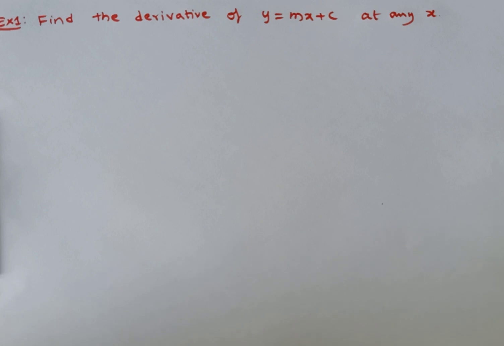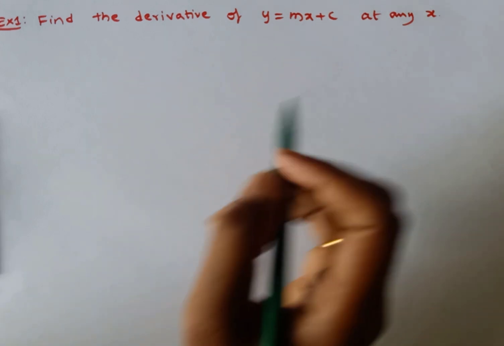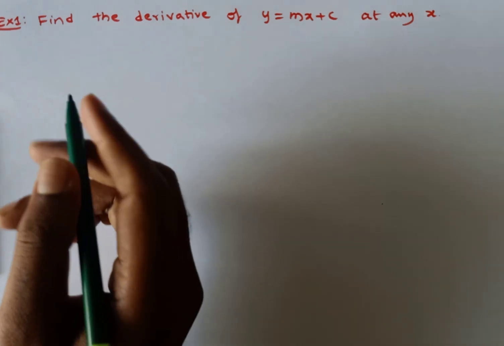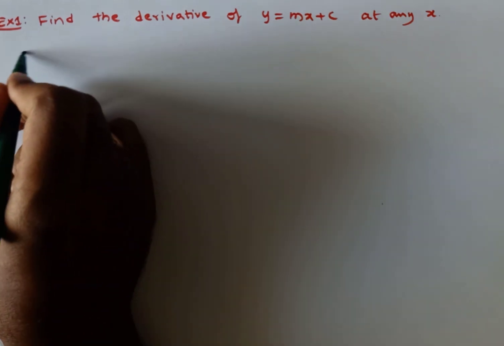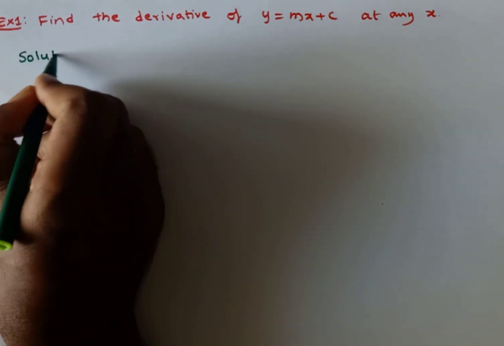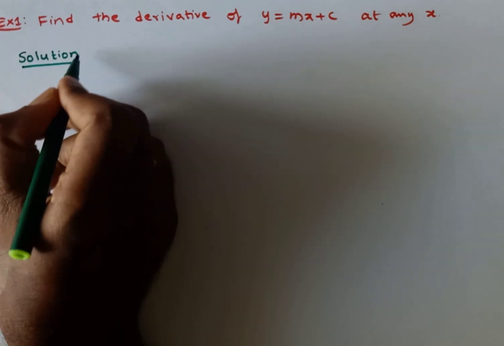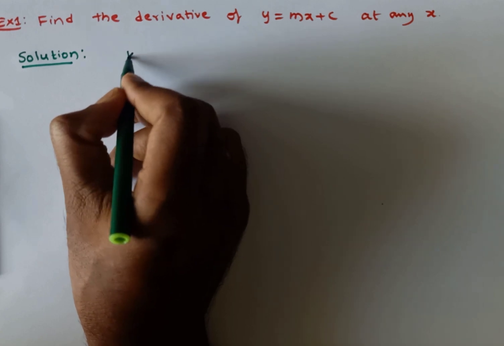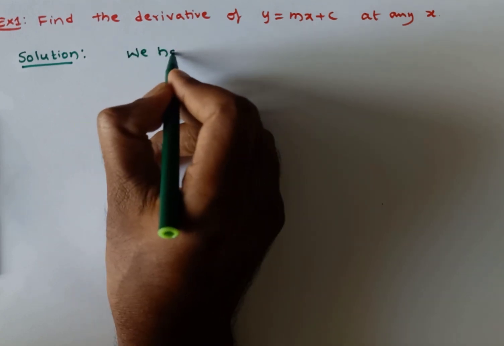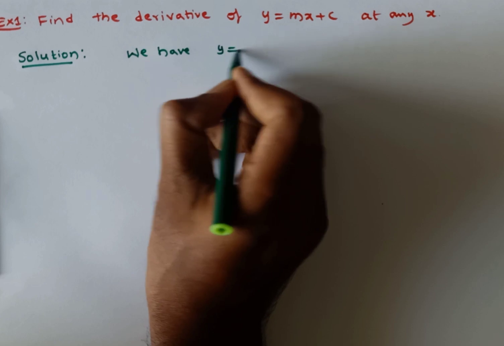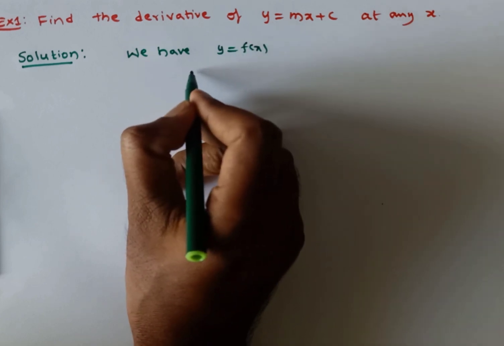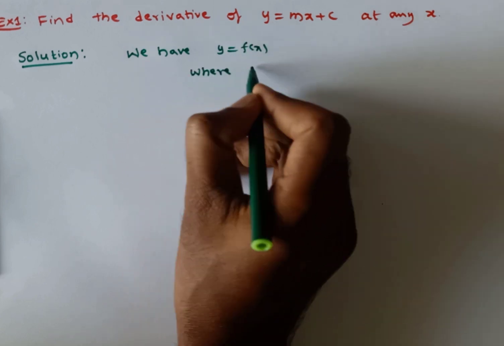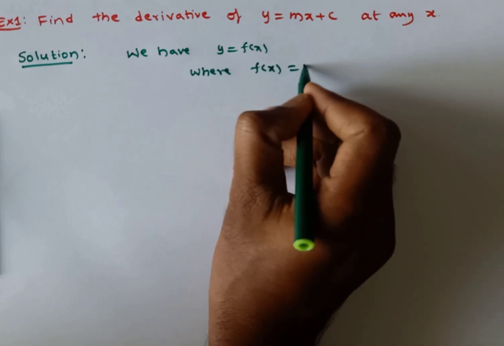Example 1: find the derivative of y equals mx plus c, where x and y are variables and m, c are some constants, at any point x. Now we have the procedure to find the derivative of a given function by using the definition, right? So here y equals mx plus c is given. Now here we have y equal to f of x, where this f of x is mx plus c, right?